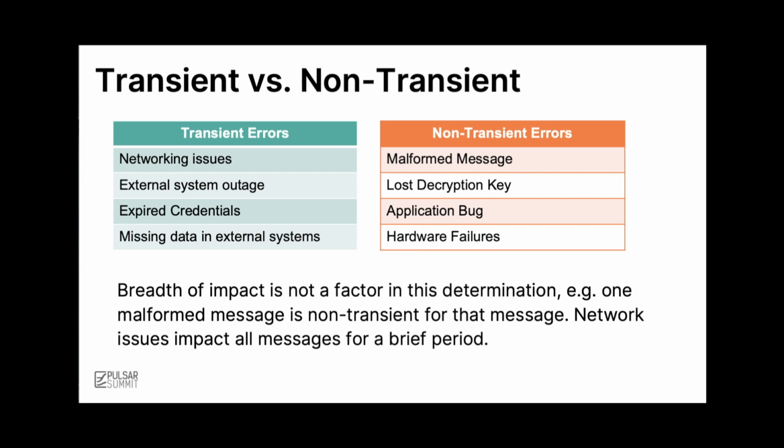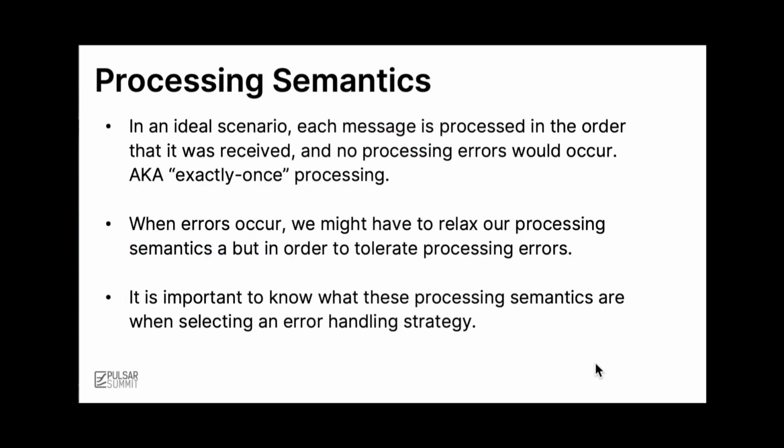Non-transient errors are, again, things like malformed messages. You have an encrypted message and you've lost a decryption key. You're not going to be able to recover that. An application bug is something that's going to require manual intervention. You release some bad code, it can't process the messages. And obviously hardware failures. If something goes down, you can't easily recover from that without manual intervention in some way.